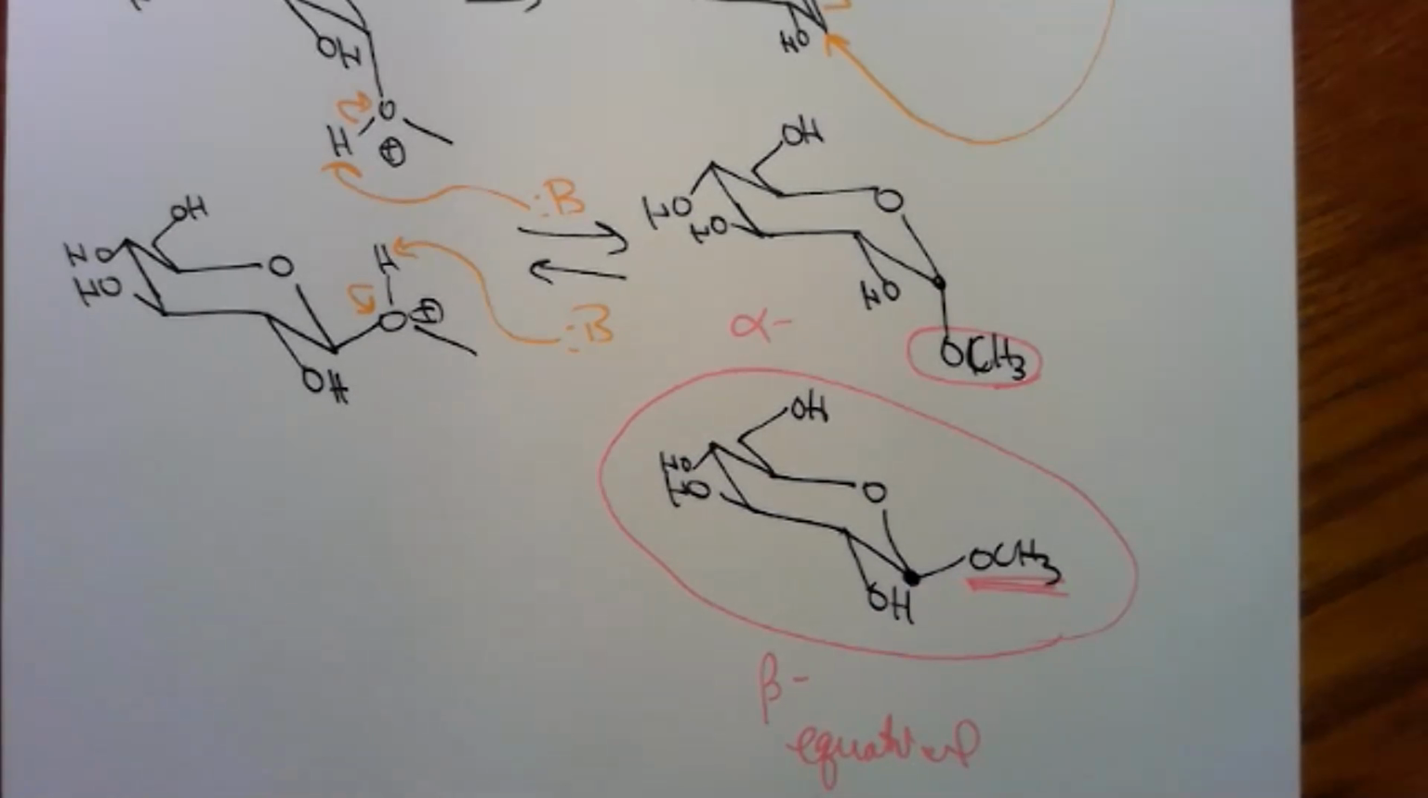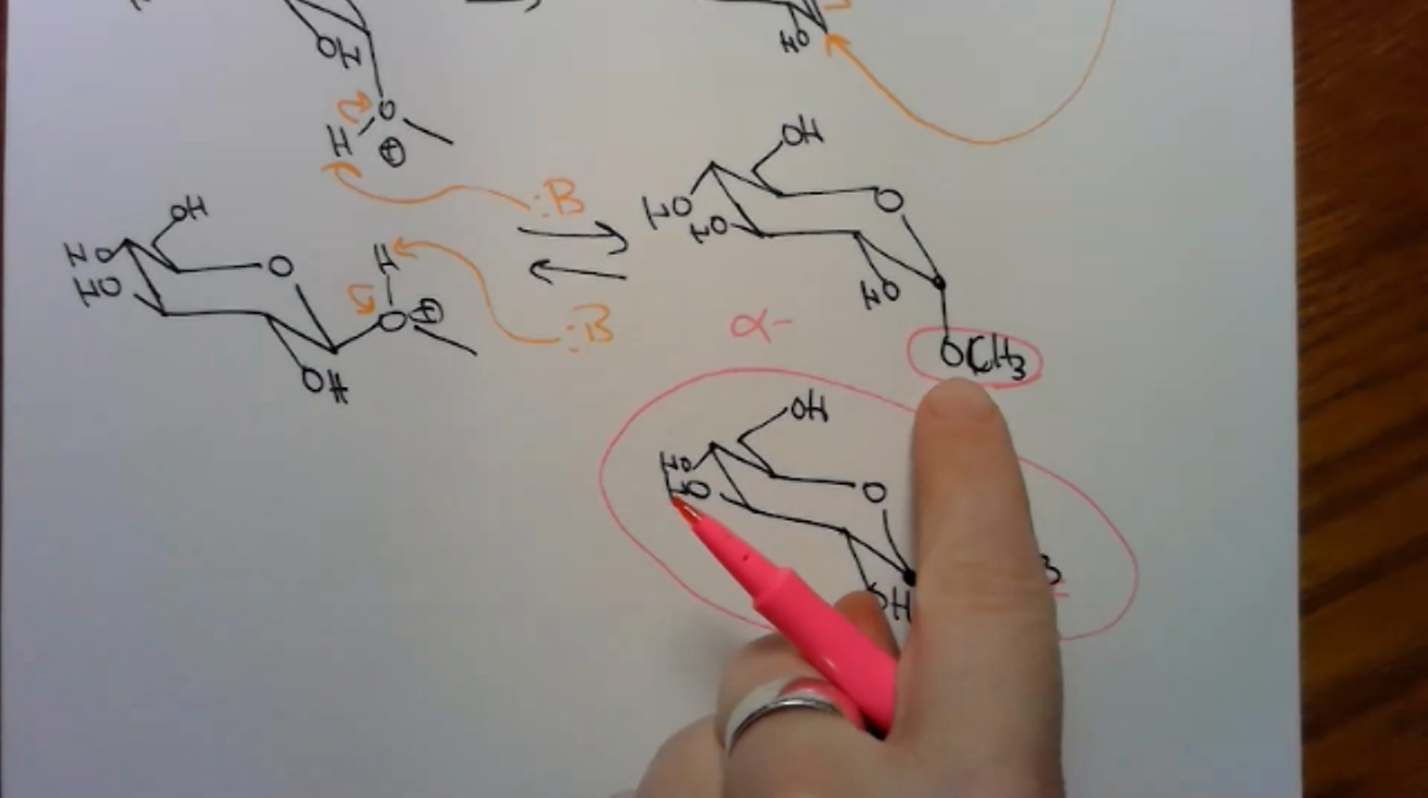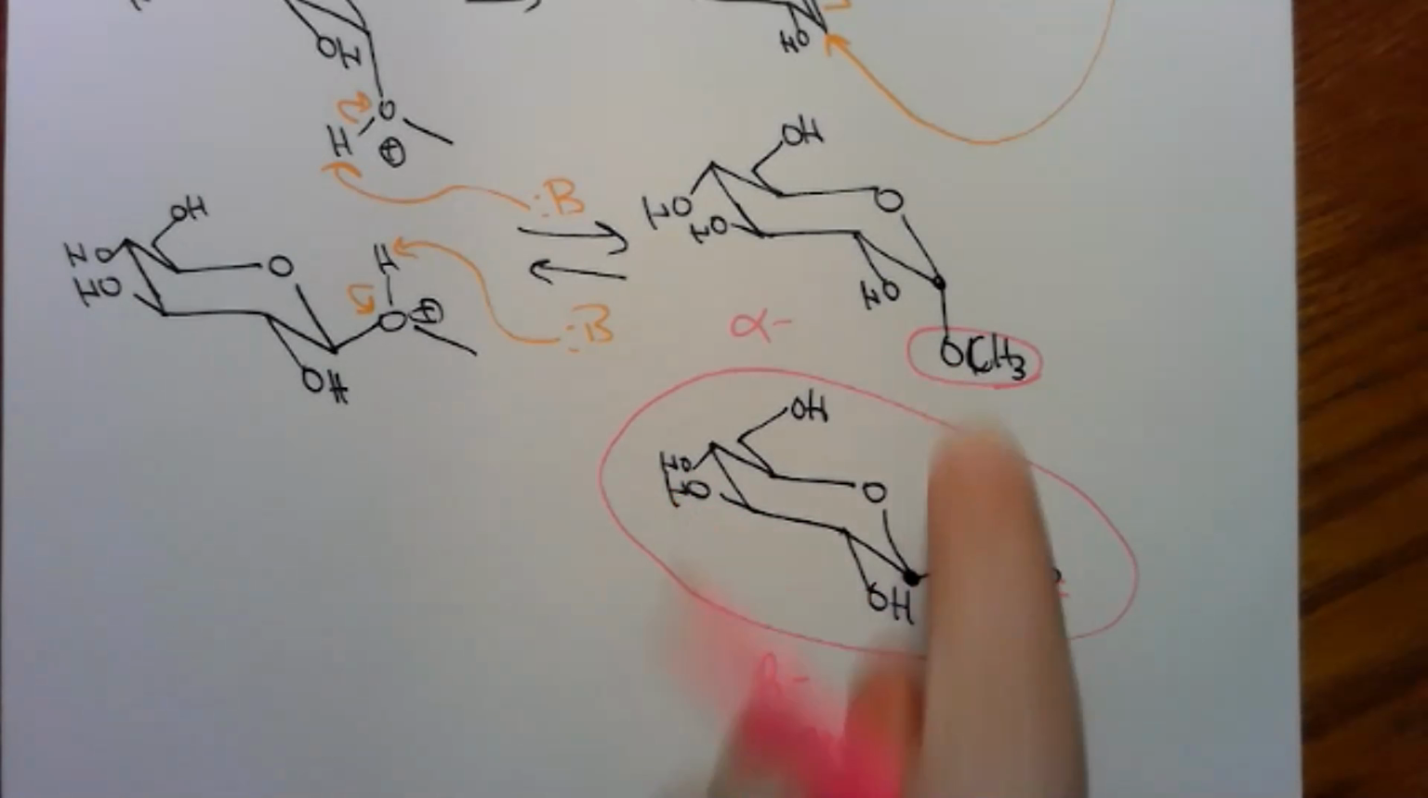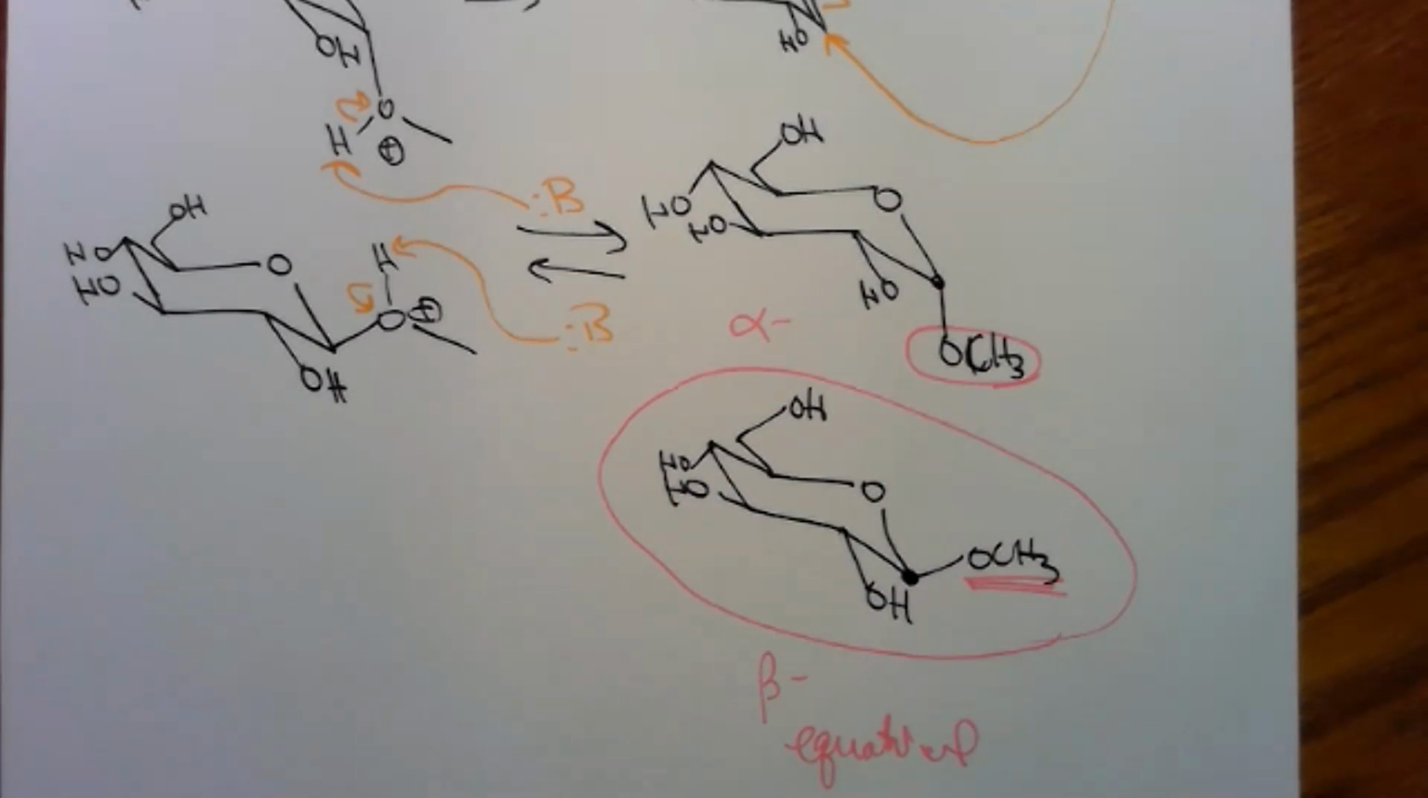Because everything is equatorial, the stuff gets as much space as possible. When it's axial, remember there's bad 1,3 diaxial interactions. That's no good. So beta is usually more stable. So we could make glycoside bonds like this with something like methanol, but it's also common, this is what all of our polysaccharides are made out of.